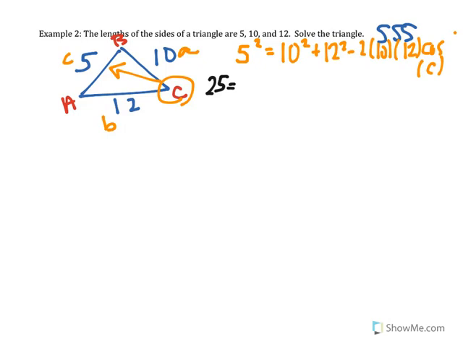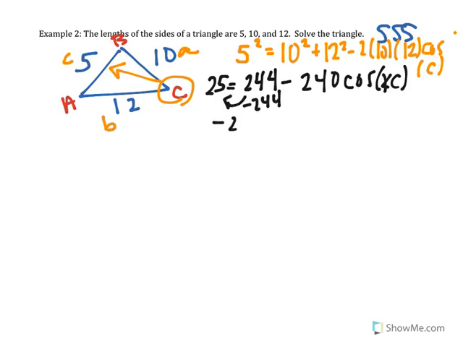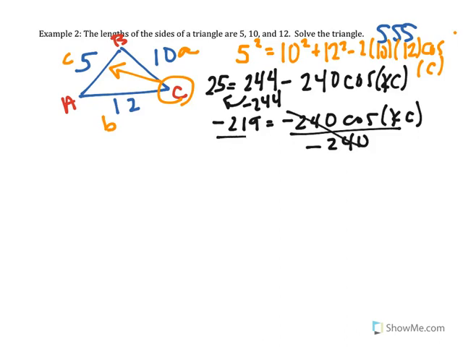Okay? Now, I'm just going to clean it up, just like I did in the last one. 5 squared is 25, 10 squared plus 12 squared, so that's 100 plus 144, which gives me 244, minus 2 times 10 times 12 is 240, times the cosine of angle C. And what am I going to do again? I'm going to subtract 244 over. So I'll get negative 219, don't be afraid if it's negative, equals negative 240 cosine of angle C. Remember, you're getting angle C alone first. Divide by negative 240. That negative will go away. You'll get 0.9125 equals cosine of angle C.